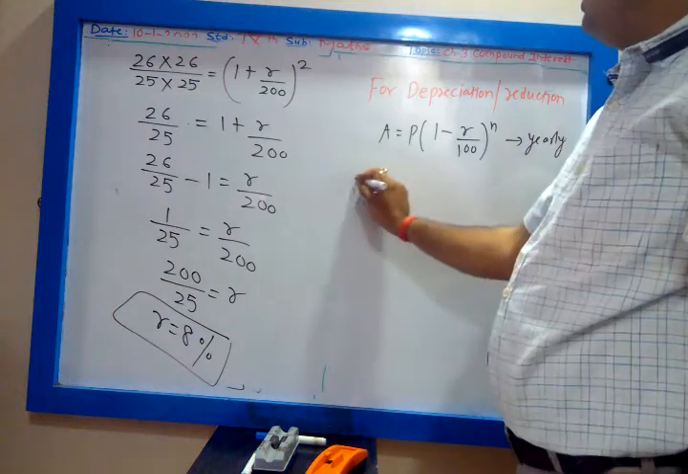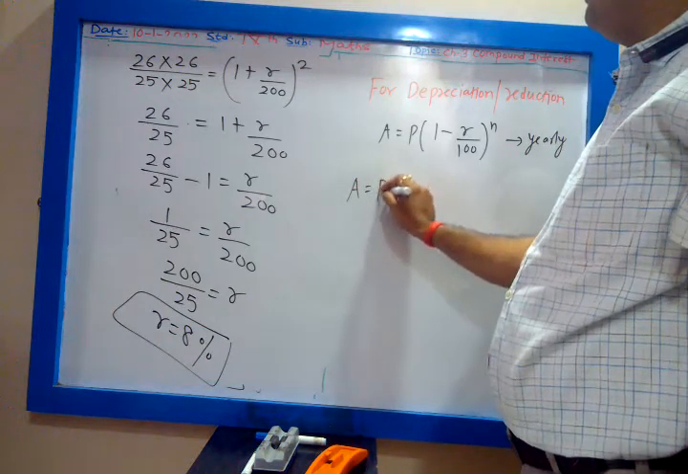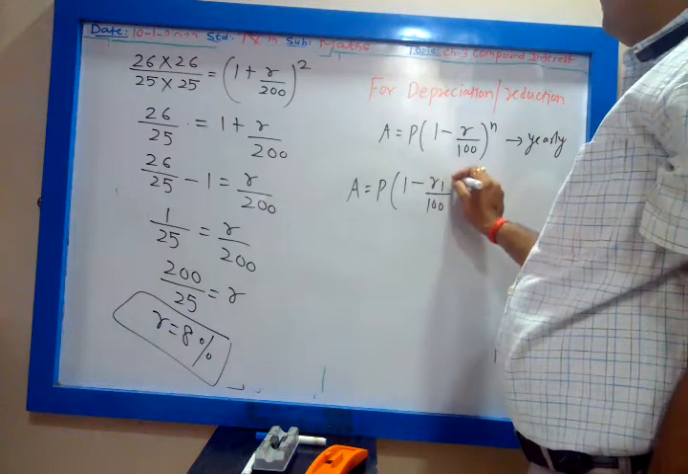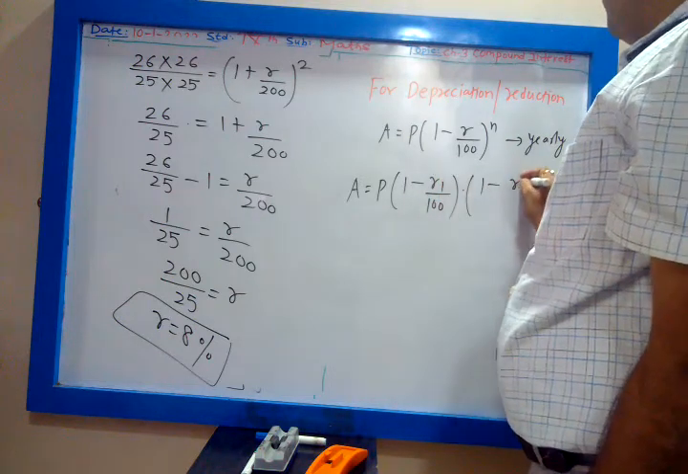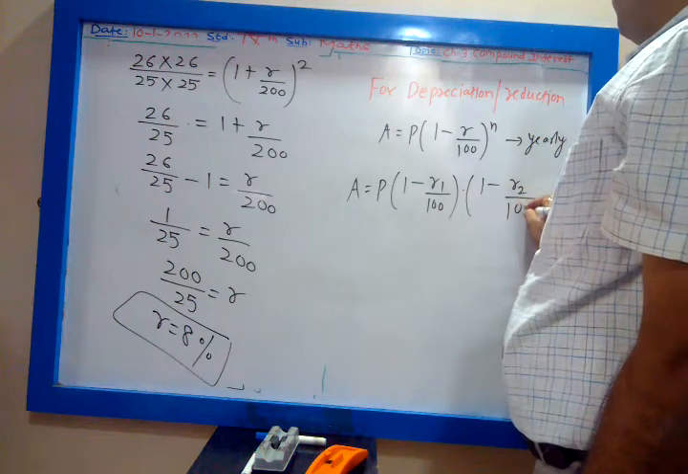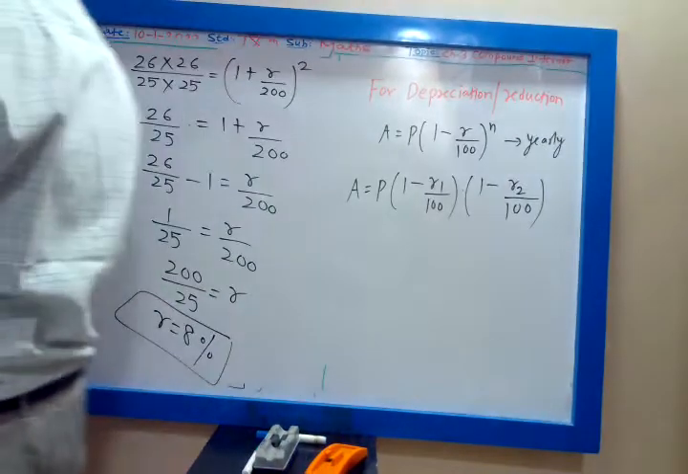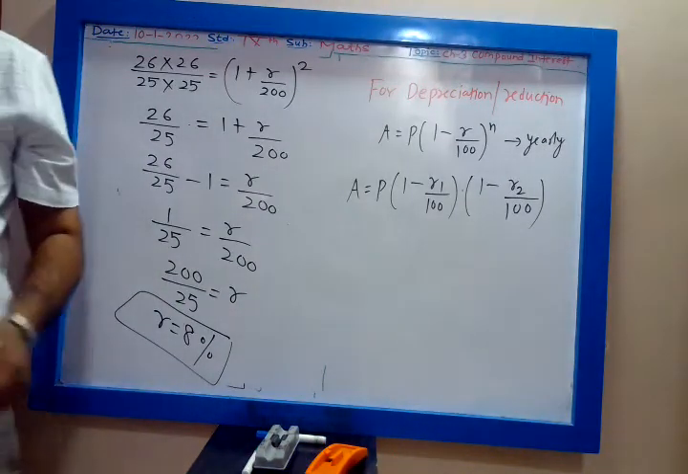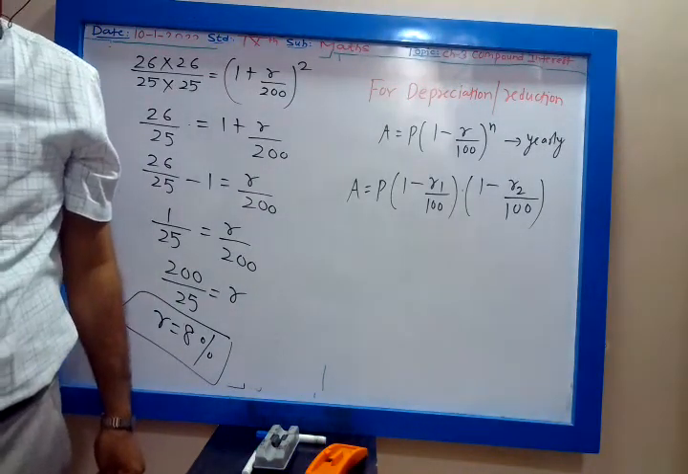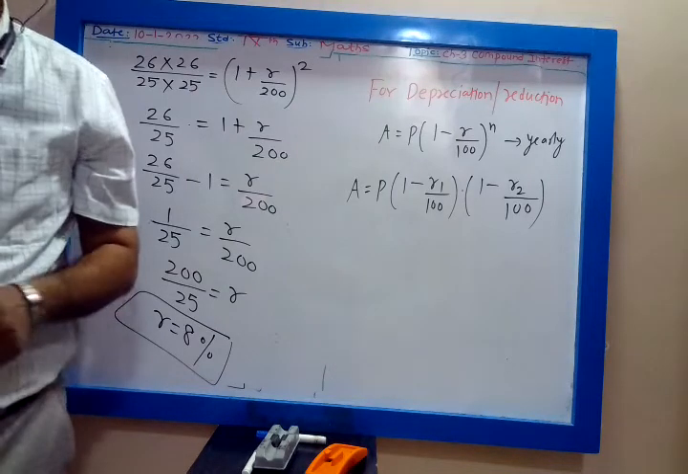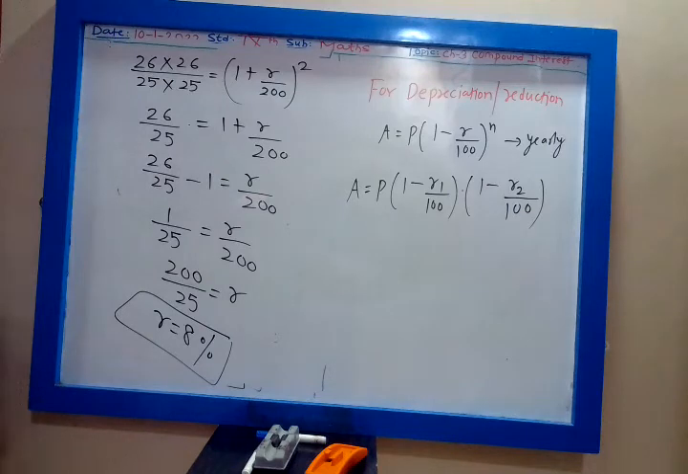Then if the rates of interest are different, what do we write? 1 minus R1 upon 100 into 1 minus R2 upon 100, if the rates are different for different years. Is it clear, my dear? So whenever it is depreciation, you have to change the formula. Instead of plus, we write minus. Let us see the problem first.